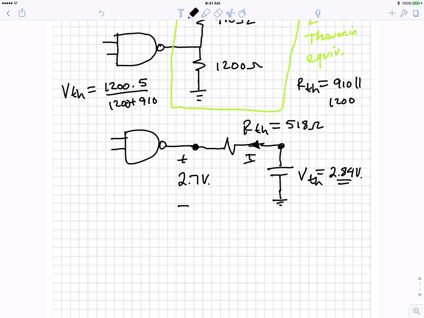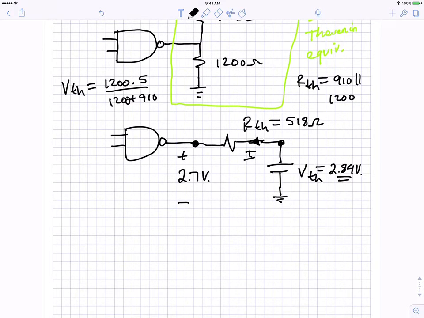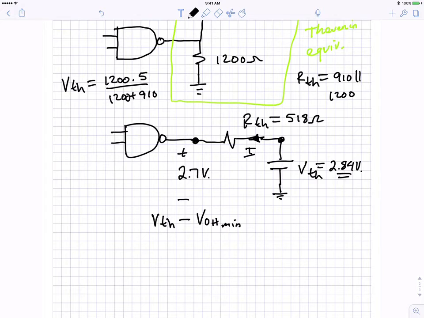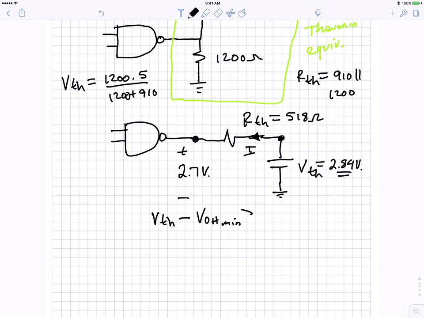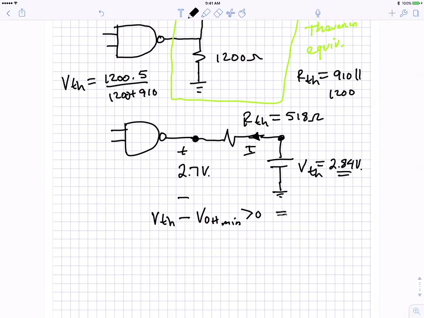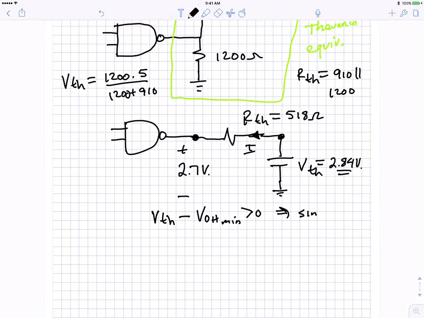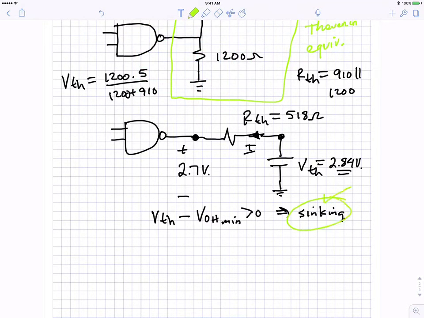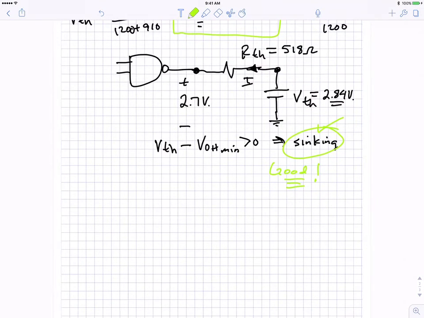Okay, so because it's sinking and not sourcing, we're good, right? So the reason for that is V Thevenin minus VOH min is bigger than 0, which means we are sinking current. Therefore, everything's good. So for the high state, we're good. Okay, now let's worry about the low state.